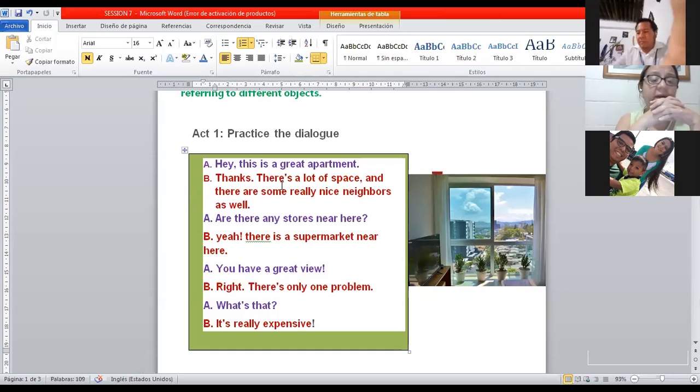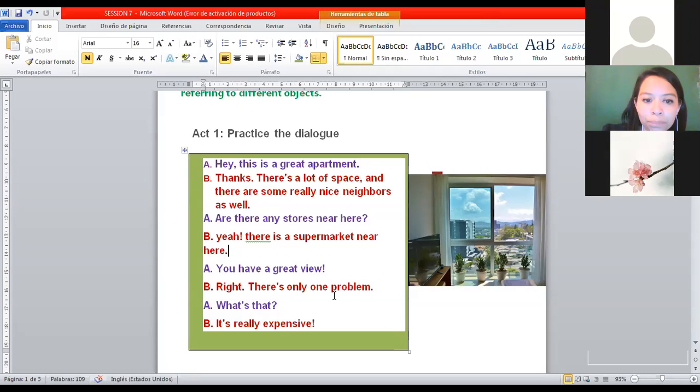Thanks. There is a lot of space, and there are some really nice neighbors, okay? Neighbors, los vecinos. There are some really nice neighbors as well. All right? So hay buenos vecinos as well. And the next person says, are there any stores near here? Near here. ¿Hay alguna tienda? Are there any stores near here? All right? Cercana, en las cercanías. All right? And yeah, there is a supermarket near here. Hay un supermercado cercano, right? There is a supermarket near here.